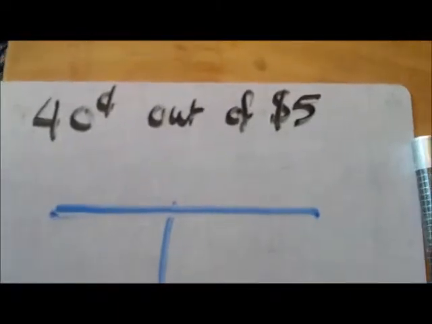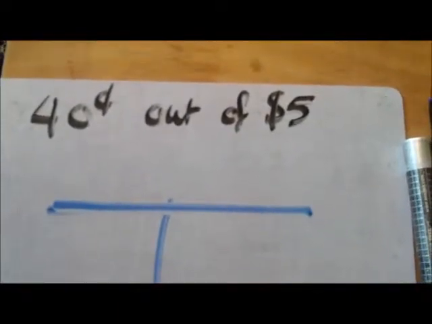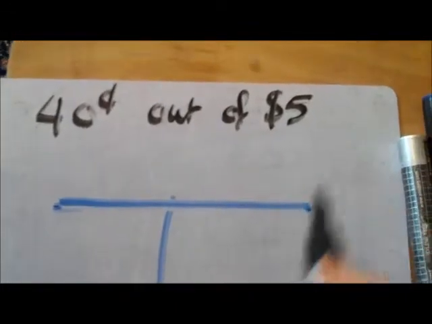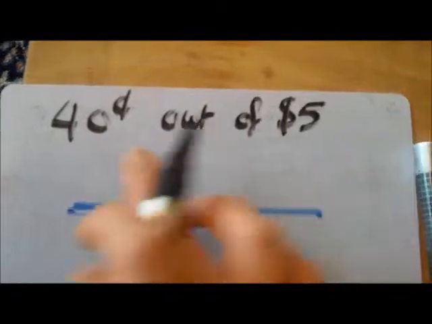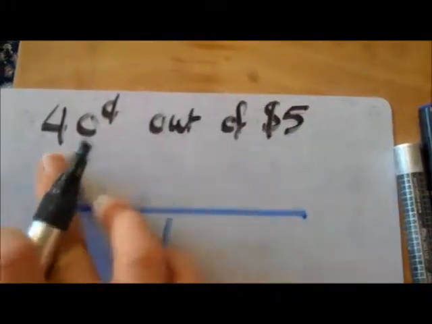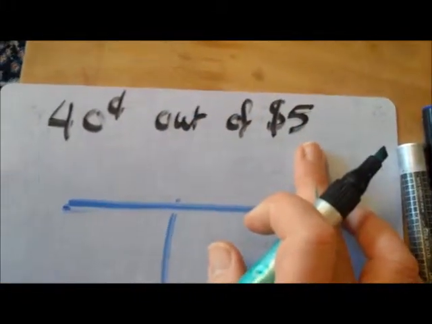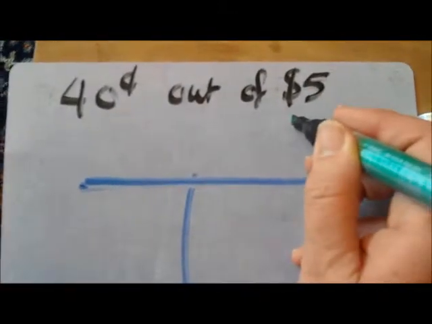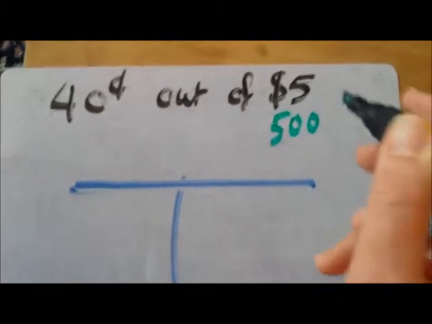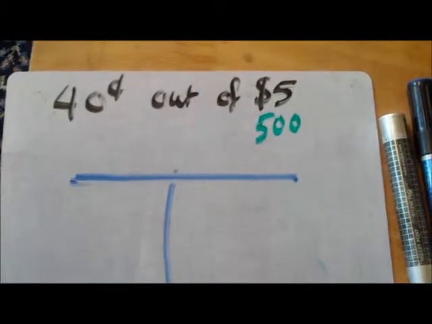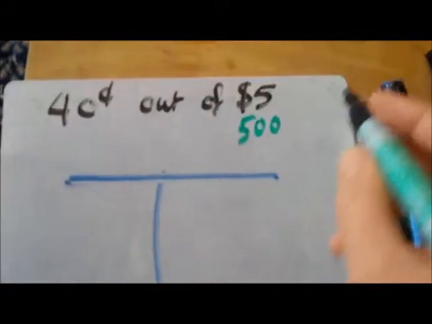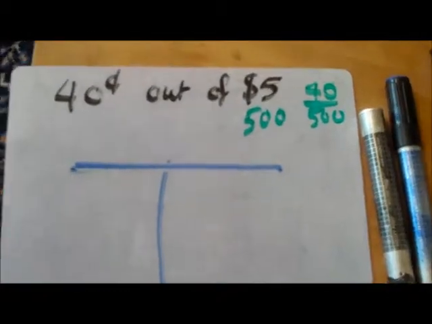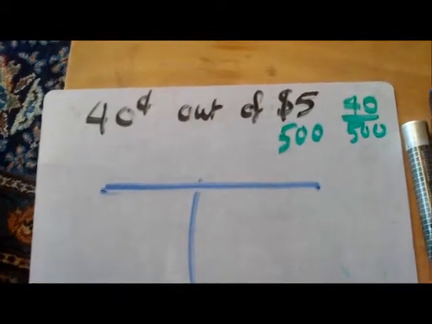The last example is basically to show you that the units for each of the quantities must be the same. So here I've got 40 cents out of $5. So I'm actually going to say, well, do I want to make them both into cents or do I want to make them both into dollars? It doesn't matter which way you go, but they both have to be the same. So I'm going to say that $5 is 500 cents, and I'm going to go from there. So 40 cents out of 500 cents is actually 40 out of 500, okay? That's the fraction, 40 out of 500.